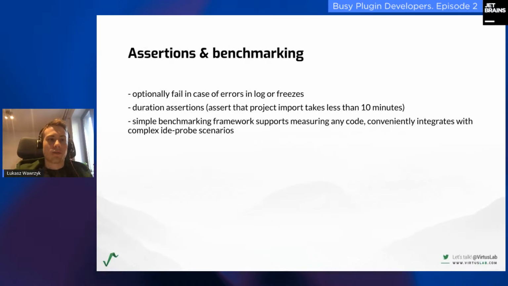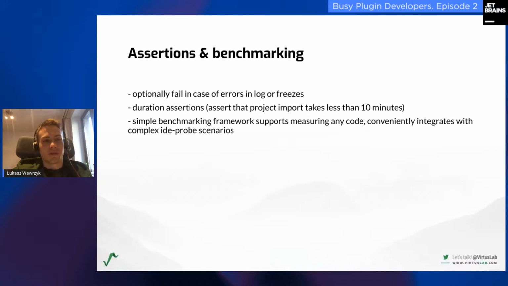Okay, next thing we have assertions and benchmarking. So we can optionally fail in case errors happen, and in case of freezes. So if you want to assert that no freeze can happen in your test and errors, you can have this.